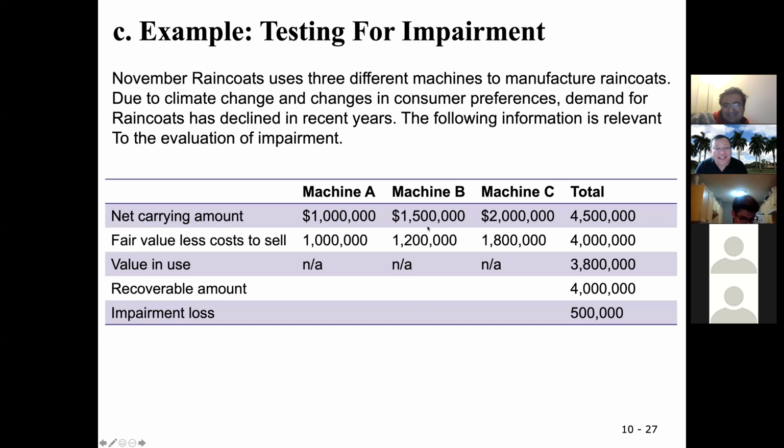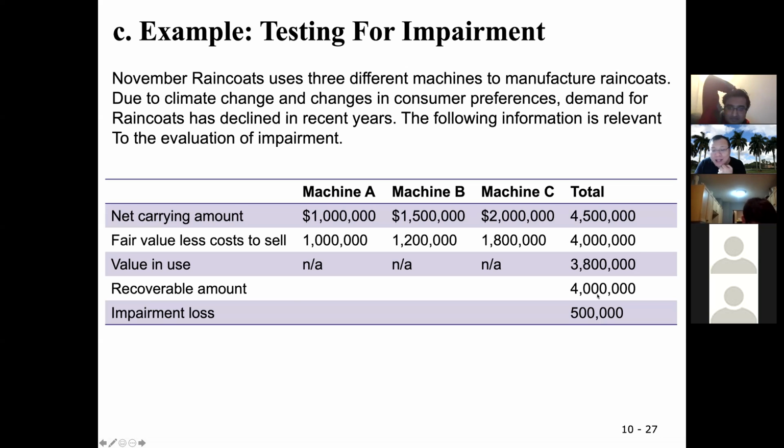Basically here, let's take a look. Now we are at the second step. We are doing the impairment test. What is the fair value less cost to sell? 4 million. What's the value in use? 3.8 million. What's the recoverable amount? 4 million, the higher of the two.